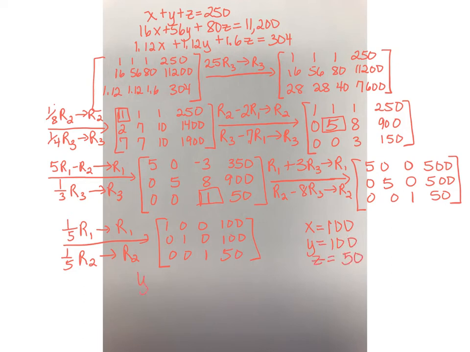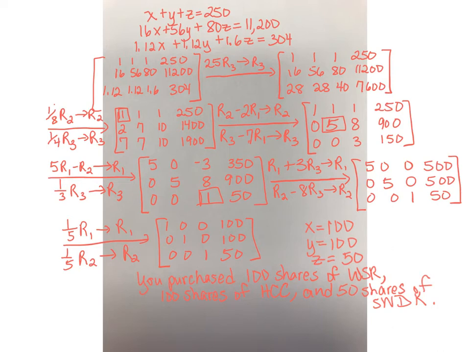So you purchased 100 shares of WSR, 100 shares of HCC, and 50 shares of SNDK. So you have to remember what your variables represent, and you have to remember what your ultimate question was. Okay, so there you go.